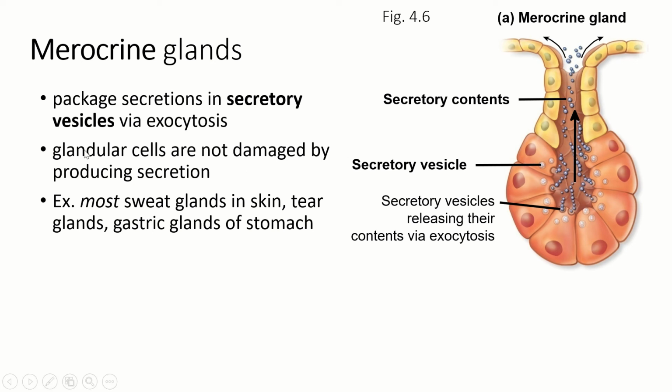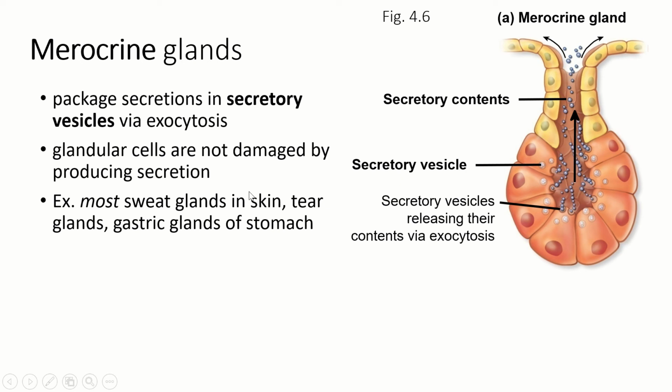So these cells are, because they are just doing exocytosis, the cell itself is not damaged by producing and releasing the secretion. And if you're thinking, what do you mean? What else would they do? Hang on, we're going to talk about some other kinds that do damage the cell.